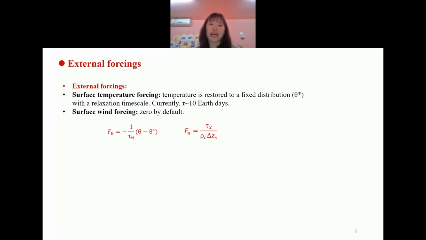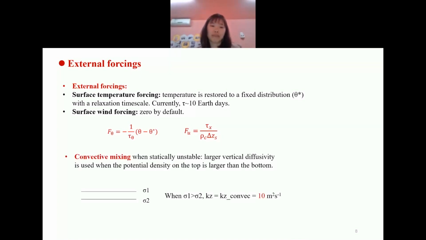We should note that our ocean model has not been coupled to the atmosphere on the lava planet, but is forced by surface temperature forcing and surface wind forcing. The temperature is set to restore to a prescribed distribution with a relaxation time scale, and by default, the surface wind forcing is not included.